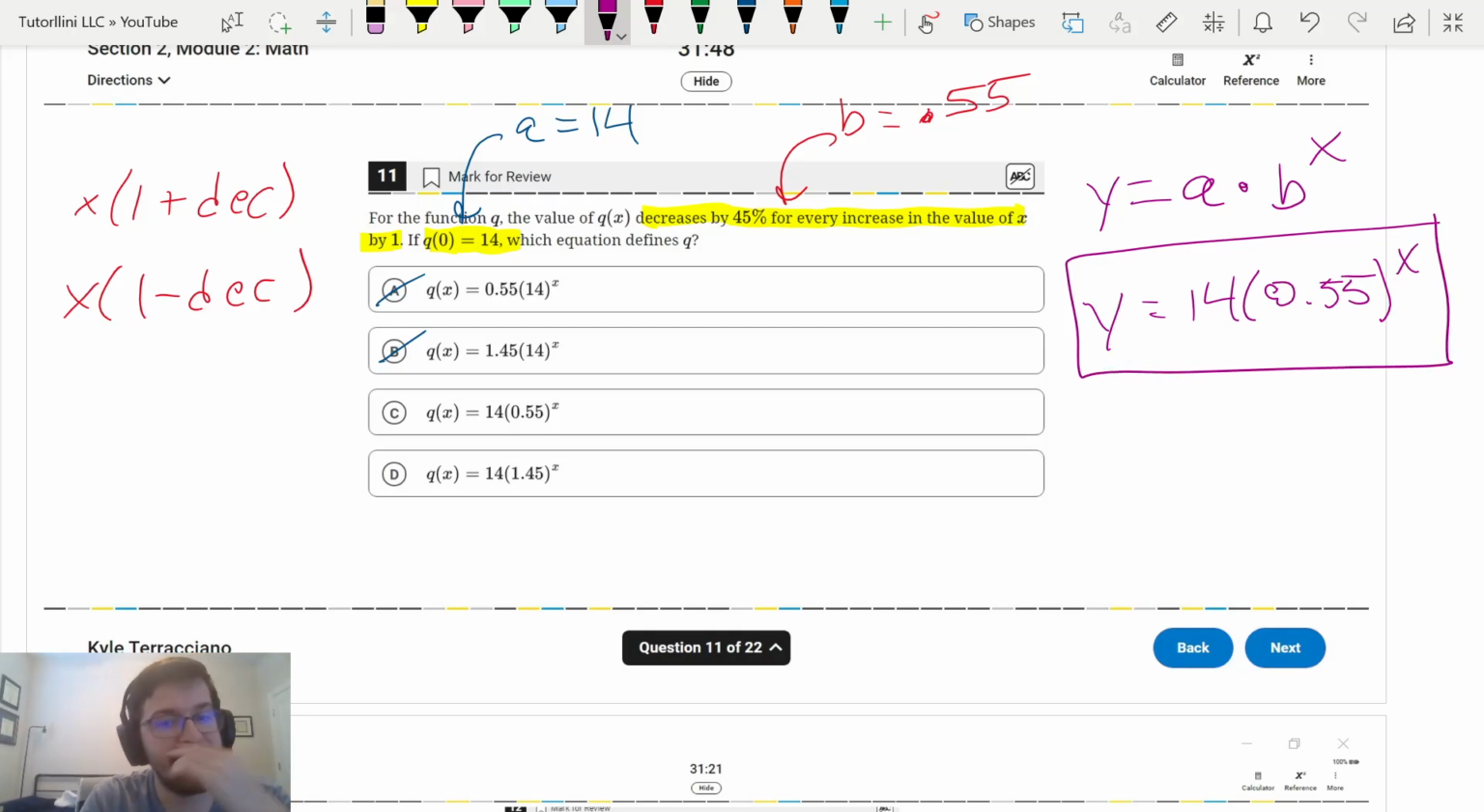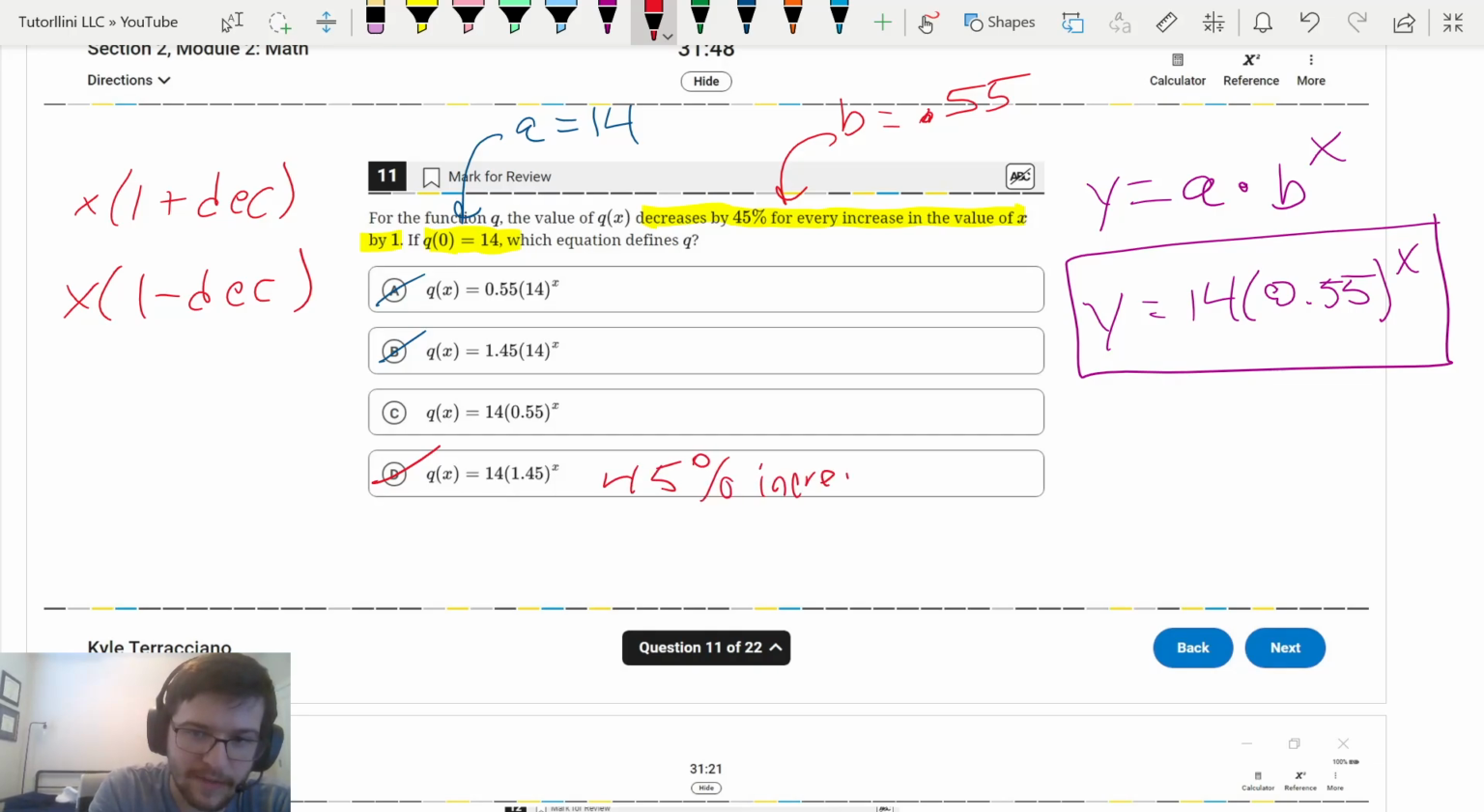As you can see, D is wrong. This would be if you did a 45% increase. So they did it wrong. You've got to read the question carefully. Okay, so the answer is C. Good.